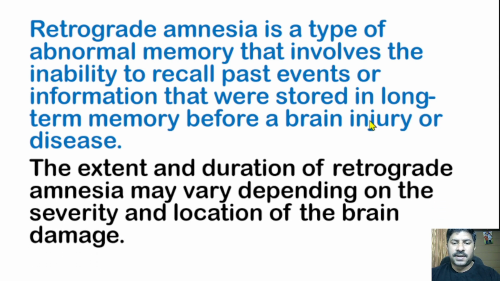The extent and duration of retrograde amnesia may vary depending on the severity and location of the brain damage. Usually the hippocampus and nearby structures help in the memory process, so an injury to the hippocampus mainly affects memory. So the severity and location of the brain damage determine the extent and duration of retrograde amnesia.